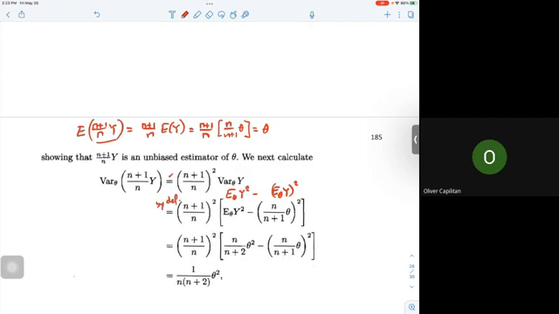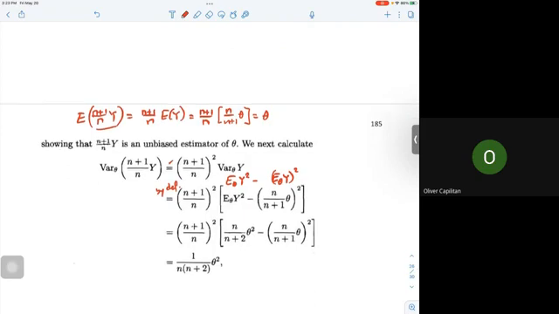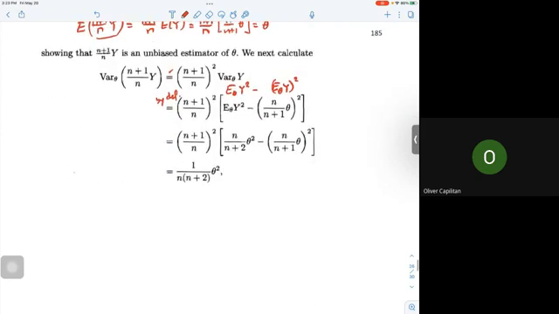And then if we're going to compute for the expectation of y squared, same thing, the method that we used a while ago. So this is equal to the integral of y squared, and then we have your density, n y to the n minus 1 over theta to the n dy, evaluated from 0 to theta.